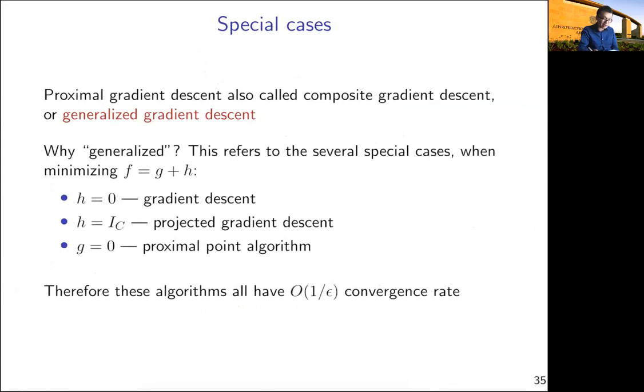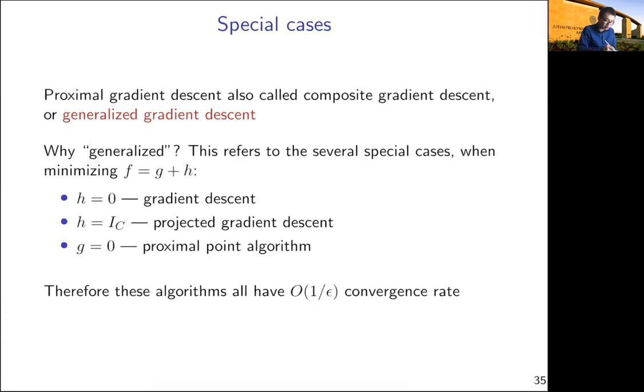So when we choose h to be 0, obviously we recover the gradient descent. And when we choose h to be the indicator function of a convex set, this suddenly becomes a projected gradient descent. Notice that when we talked about the projected subgradient methods, we had a 1 over square root of k convergence. What this is saying is that when the g part is actually differentiable, you can invoke the proximal gradient's convergence rate and show the much faster 1 over k convergence of the projected gradient method.